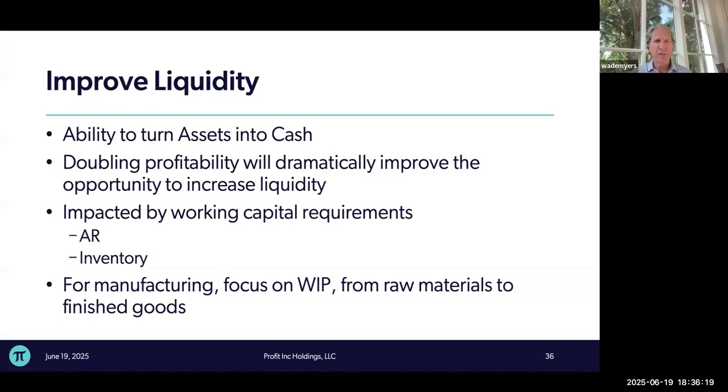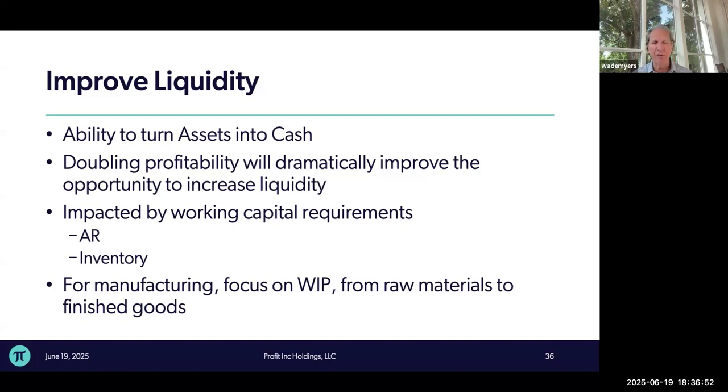And the first thing to focus on is improving liquidity. And liquidity is just the ability to turn assets into cash, collect that AR, sell that inventory, et cetera. Now, doubling profitability will dramatically improve our cash that comes in on the top of the cash flow statement, net income, that's going to double, and it improves our opportunity to increase liquidity. But we won't increase liquidity if our AR just keeps growing, right? So we want to make sure that we manage AR and inventory because those are the two things that really impact working capital and liquidity.